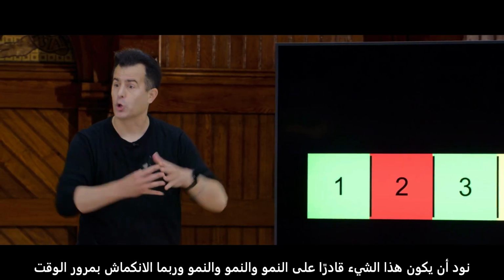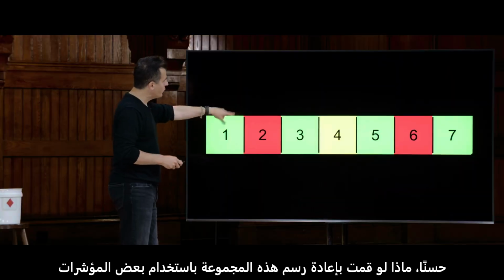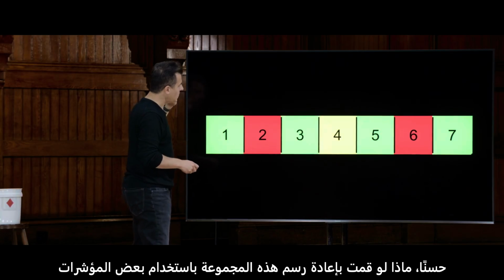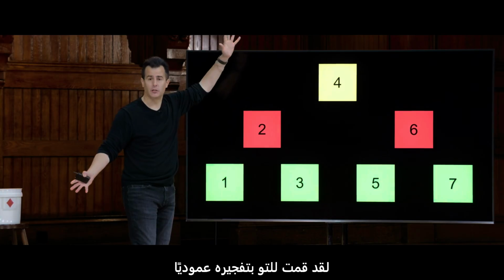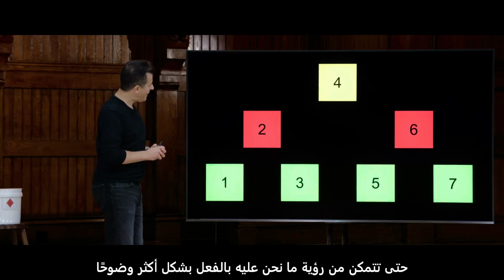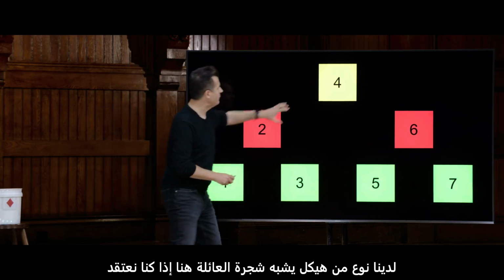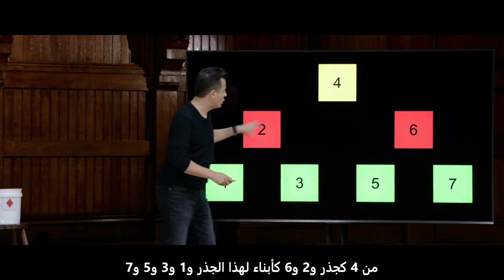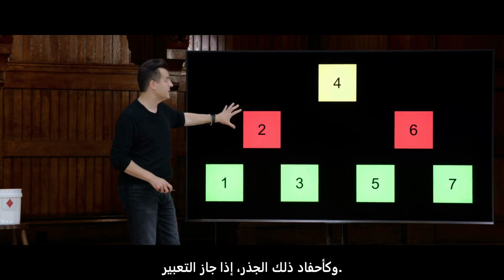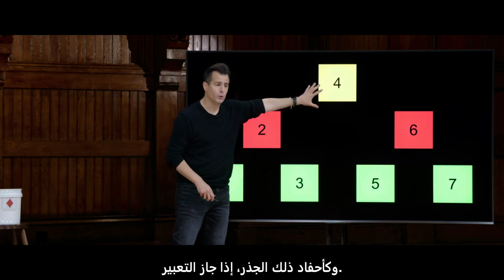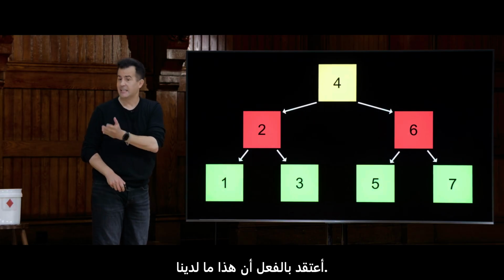We'd like this thing to be able to grow and grow and grow and maybe shrink over time. Well, what if I redraw this array by using some pointers in memory, kind of like this? I've just kind of exploded it vertically so that you can see more clearly that we actually do have a family tree-like structure here. If we think of 4 as the root, and 2 and 6 as the children of that root, and 1, 3, 5, and 7 as the grandchildren of that root, so to speak. And in fact, if I draw some lines to make this more clear, I indeed think that's what we have.